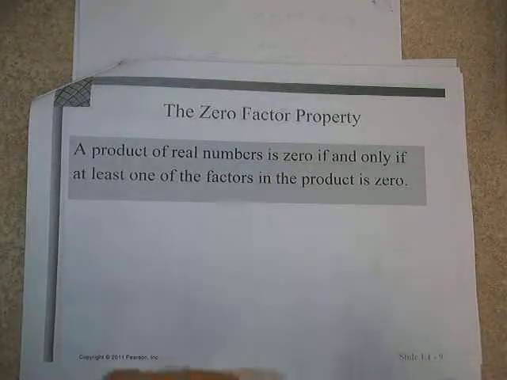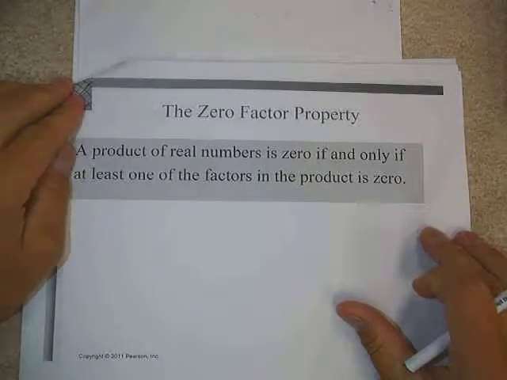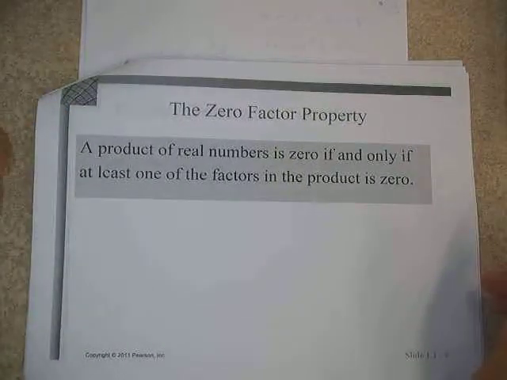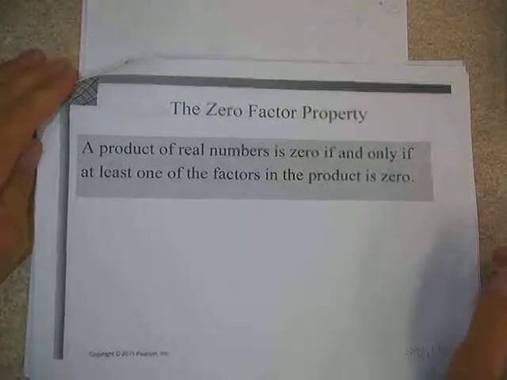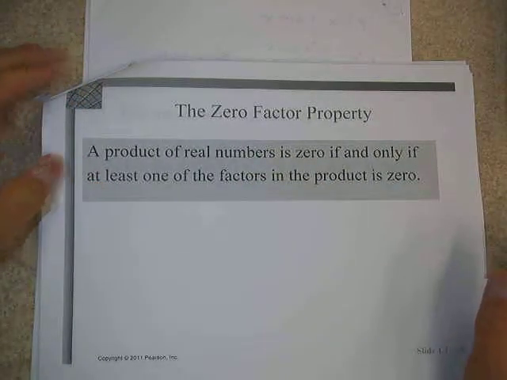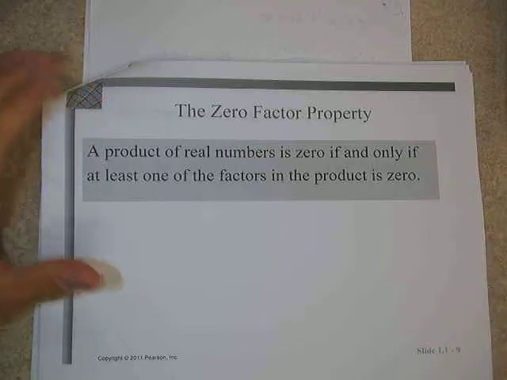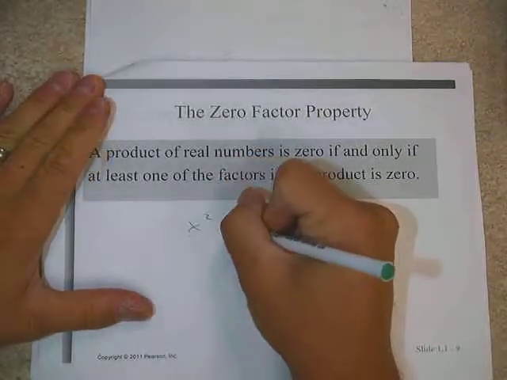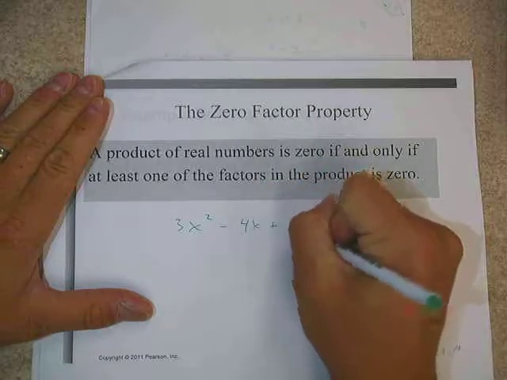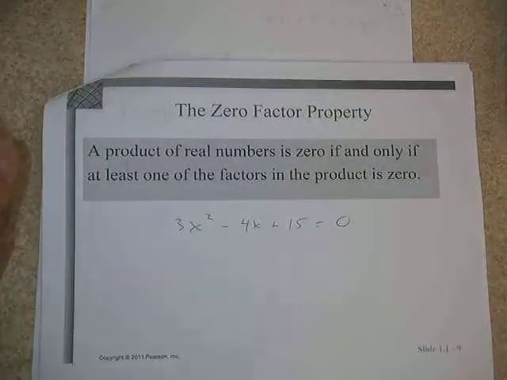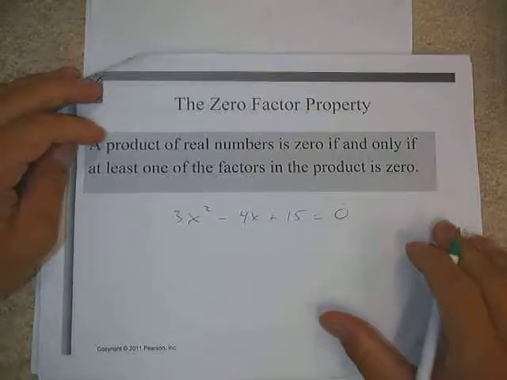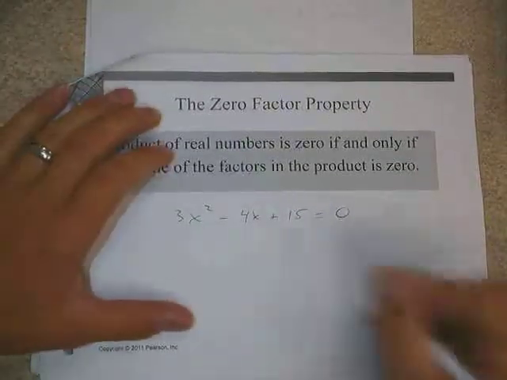Okay, so for the second part, we're going to talk a little bit more about this idea of having a different approach, a graphical, numerical, algebraic approach. In the P chapter, we did quite a bit with the zero factor property for solving quadratic equations. If we were given some random quadratic equation like 3x squared minus 4x plus 15 equals 0, and our job was to solve that, then we had a series of steps that we used to find the solutions.